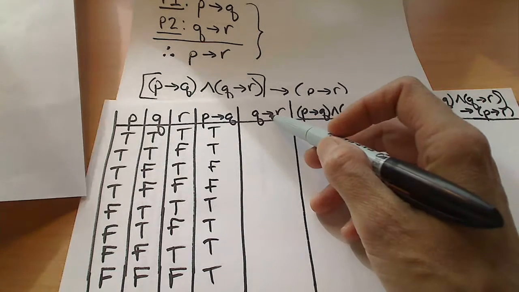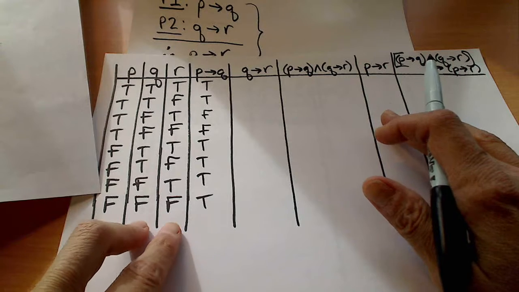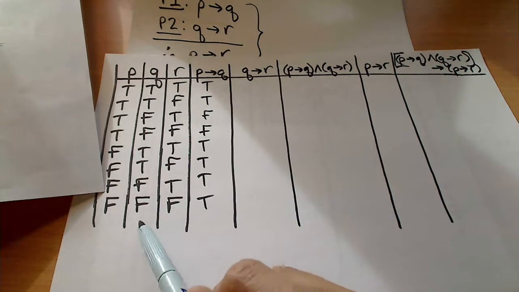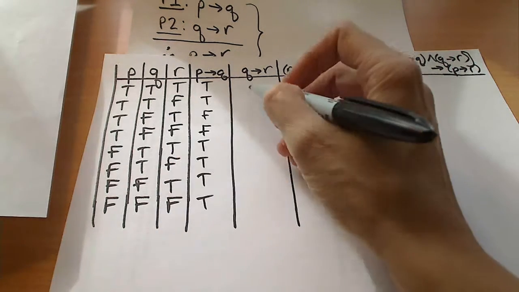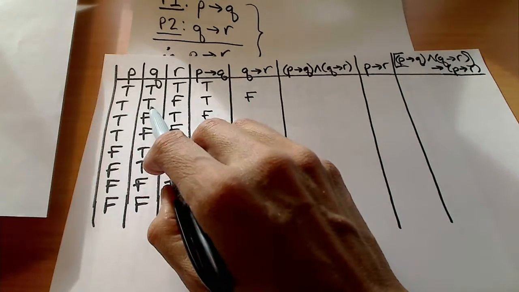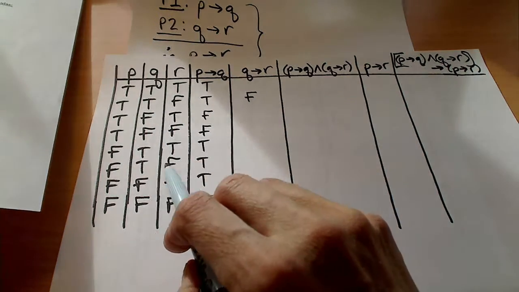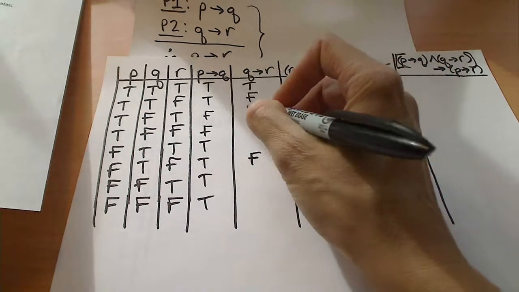Okay, so I'm going to do the same thing for Q implies R. So Q implies R is these two columns right here. Okay, so if I look at these two columns, if I see a true and a false right there, I see one, that'll be false. So that's this one and this one. True and false gives me false. And I'm going to look for any others. There's a true and a false. So that's going to be false. And then everything else will be true.